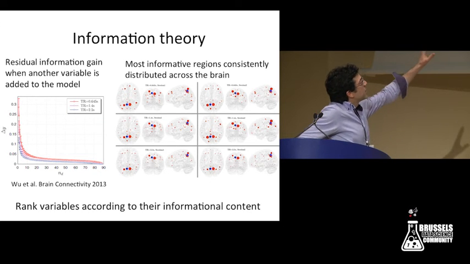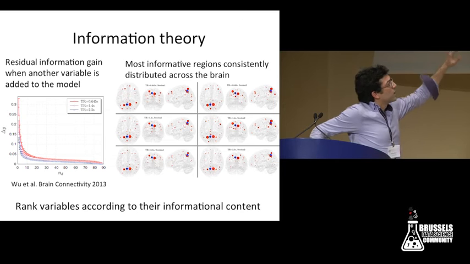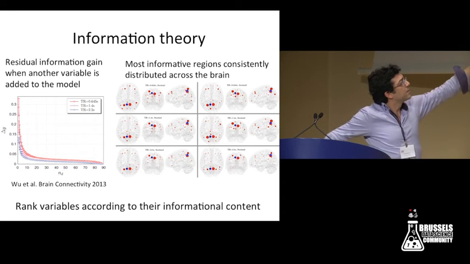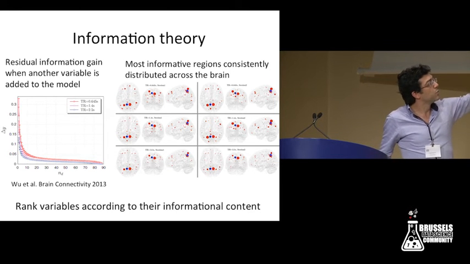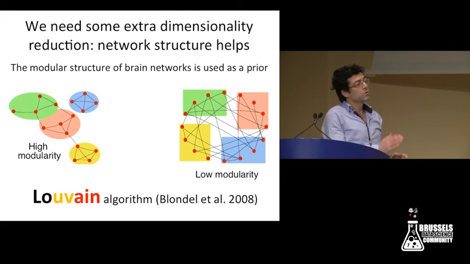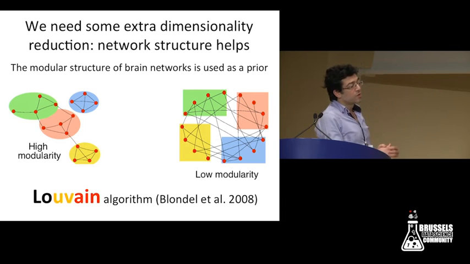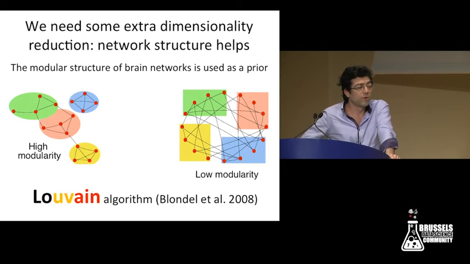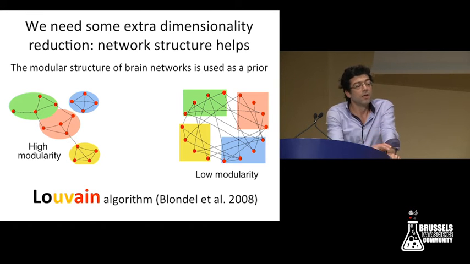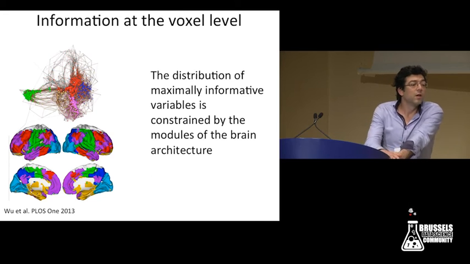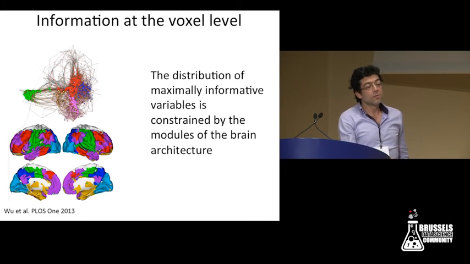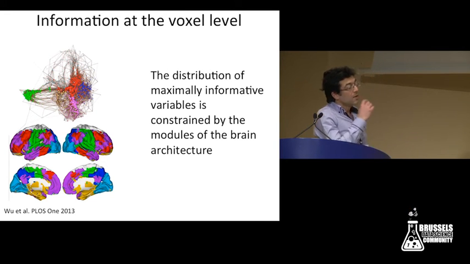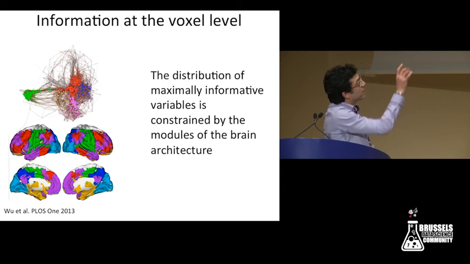So in the brain, it turns out that we can use only 10 or 20 variables, it's enough. And these variables are also consistently distributed in the brain. But when it goes to huge data sets, so for each voxel, then we have to use an extra structure. So the Louvain algorithm, another tool made in Belgium, is an extremely powerful tool. So once we have found the network structure at the voxel level of the brain, we can constrain the distribution of maximally informative variables by the modules of brain architecture.